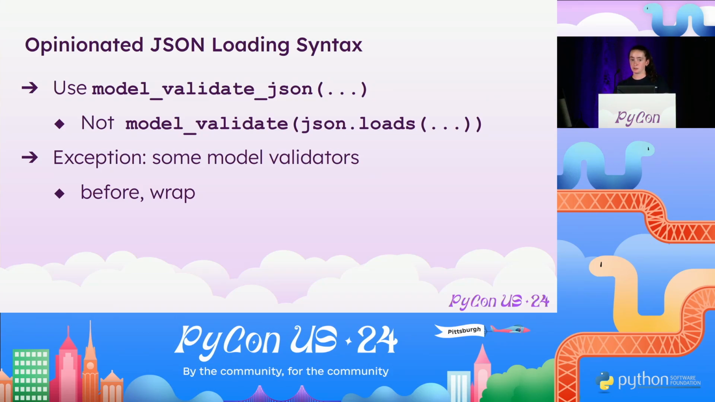The exception here is in the case of some model validators, which is one of those custom validation features that we offer, such as before model validators and wrap model validators. It doesn't really matter which one you use because you're going to have to do the Python materialization of that object anyways. So that's kind of an exception case, but in general, we recommend the model_validate_json usage.